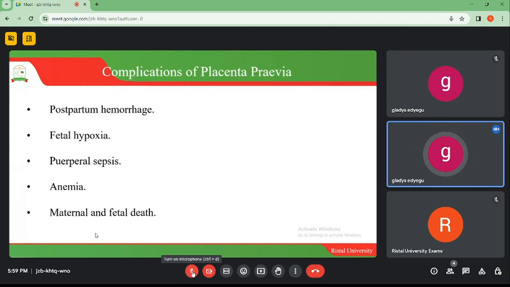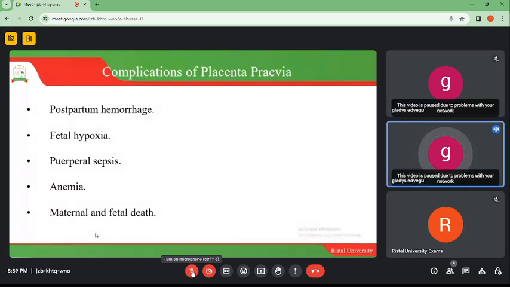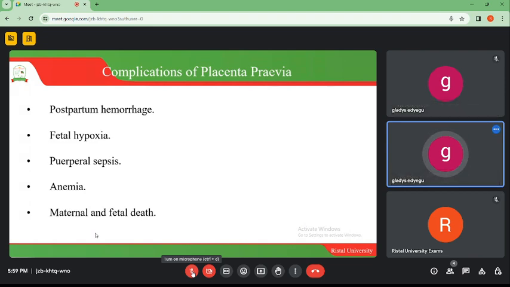So maternal and fetal death is something which is so painful for the government, so fetal death, which is very bad.